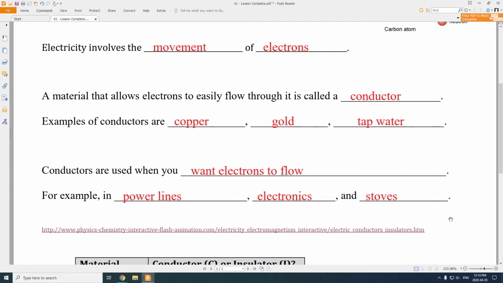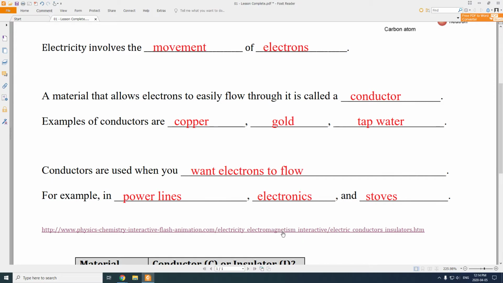There are other materials called insulators. Something like styrofoam: you couldn't create a circuit. You couldn't allow electrons to flow down a wire of styrofoam. So we call that an insulator, something that doesn't allow electrons to flow very easily.